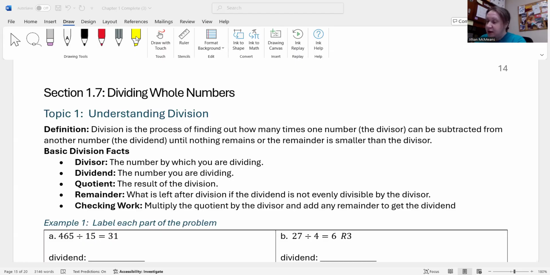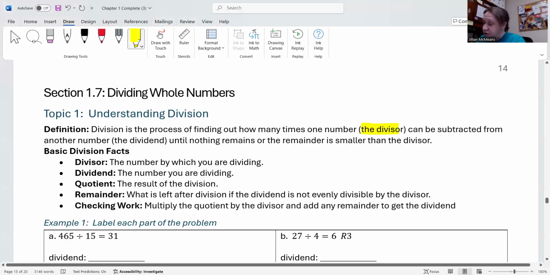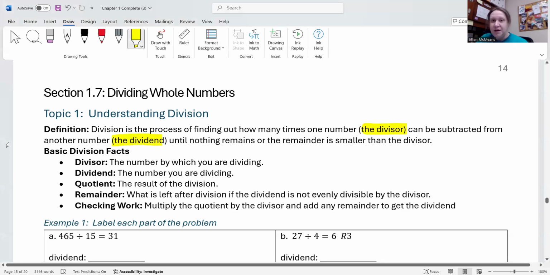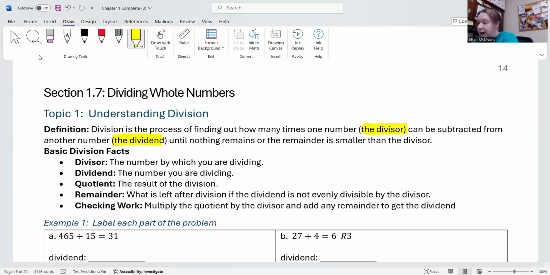So this can feel like a mouthful because we're dealing with two numbers and they sort of sound the same. I know divisor and dividend don't literally sound the same, but they both start with that div sound. Basically, you're taking one number, called the dividend, and you're subtracting from it the same number over and over and over. That number that you're subtracting is called the divisor. So we want to know how many times that divisor can be subtracted from the dividend until we have nothing left, or we have one little group that's smaller than the divisor.